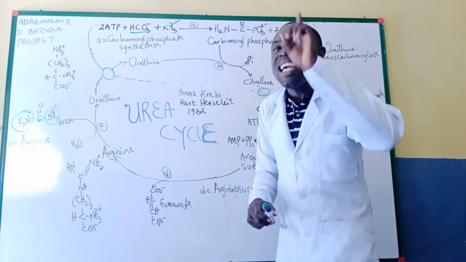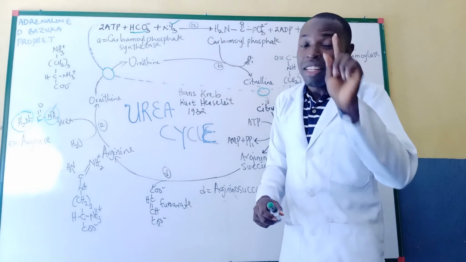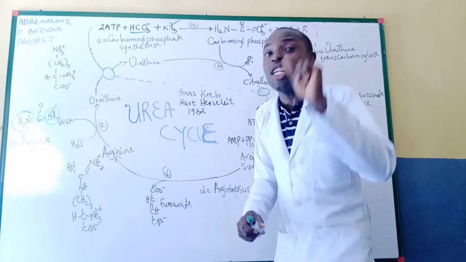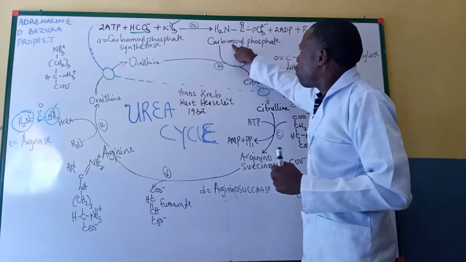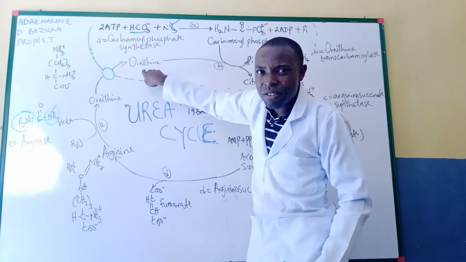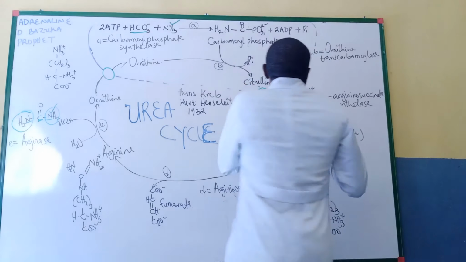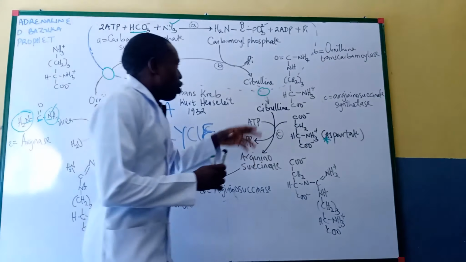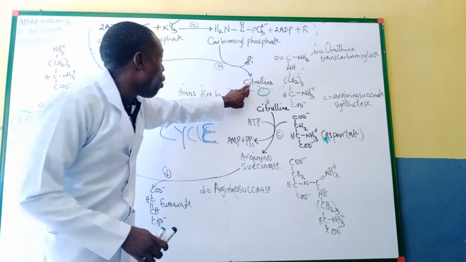And because it is an irreversible step, it is the rate limiting step. Take note, it is the rate limiting step and also the regulatory step. Now, when carbamoyl phosphate is formed, it then reacts with ornithine, so that in the presence of the enzyme called ornithine transcarbamylase, citrulline is formed.